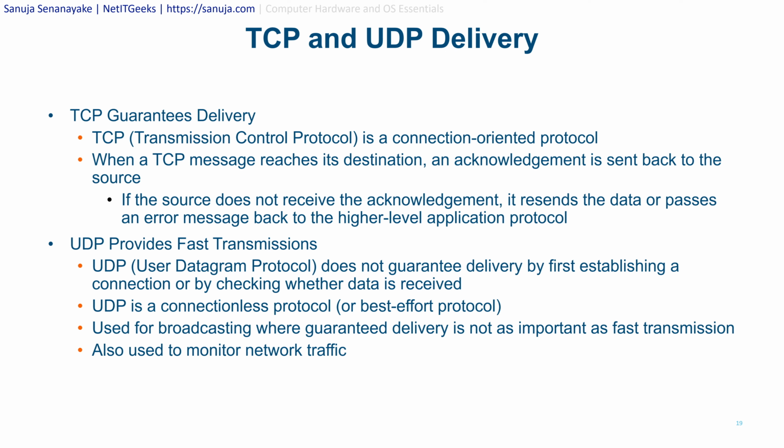What you need to understand for your A+ certification is that there are two types of delivery, TCP and UDP. TCP is Transmission Control Protocol, and UDP is User Datagram Protocol. TCP guarantees delivery and is a connection-oriented protocol, while UDP is a connectionless type of protocol, and that is good for fast communication as opposed to guaranteed delivery.